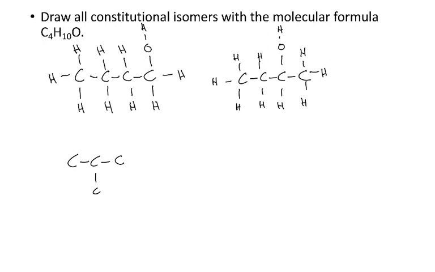So the 2 different isomers I could get is if I put the oxygen coming off one of these carbons on the end, or putting it off the middle carbon. So I can get 2 more constitutional isomers.